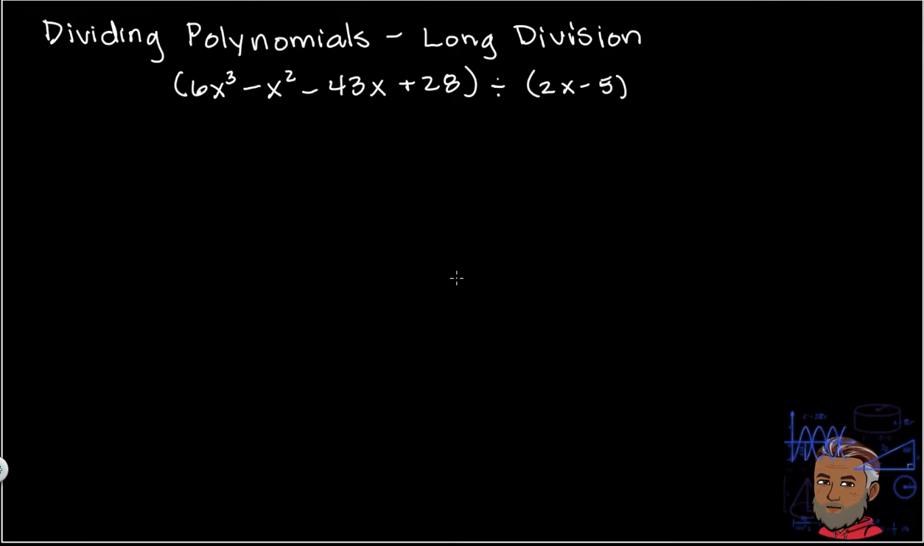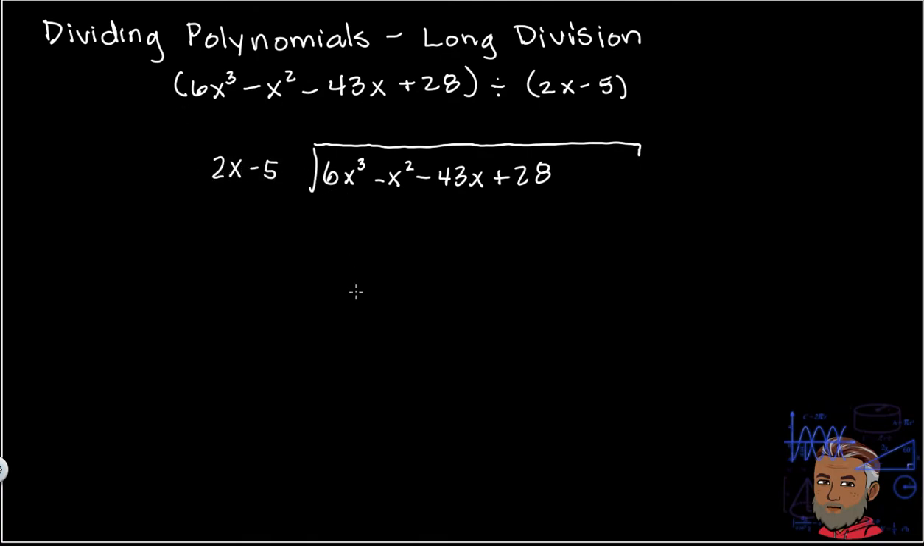So this is dividing polynomials, long division style. What we've got here is two polynomials being divided. The first thing is how do you set up the problem? You set it up like an old school division problem, right? We're talking back in the day. So we're going to set up our division, and then we are dividing 6x to the power of 3 minus x to the power of 2 minus 43x plus 28. We're going to divide that all by 2x minus 5.